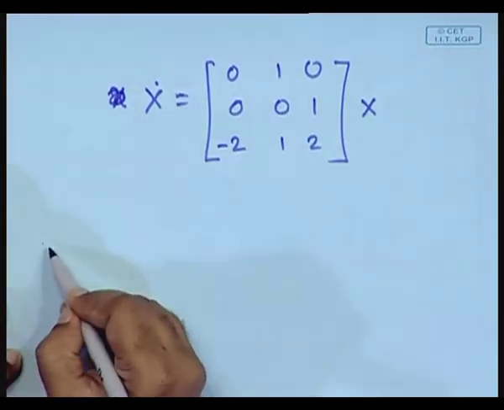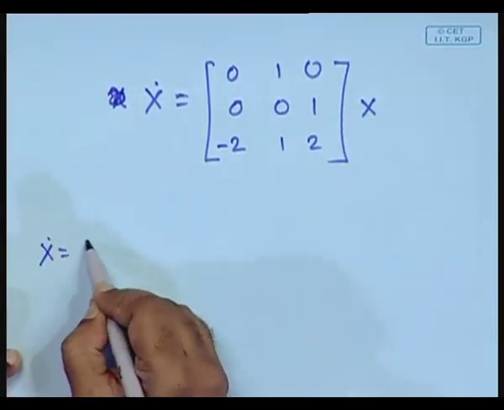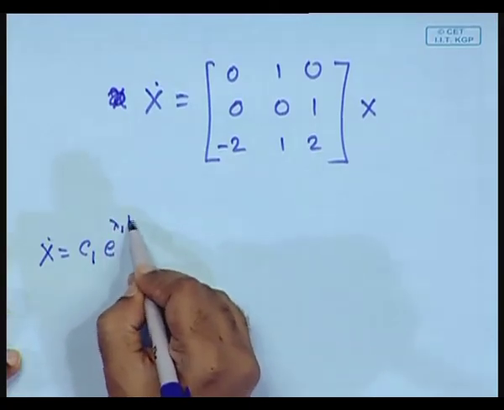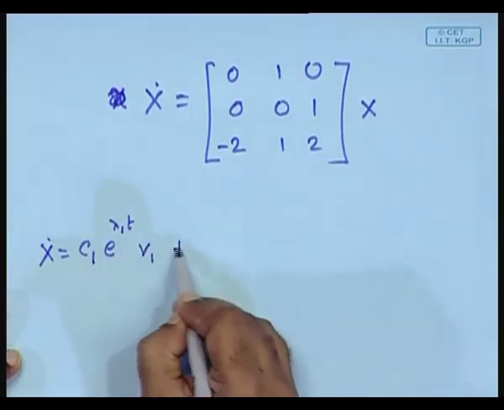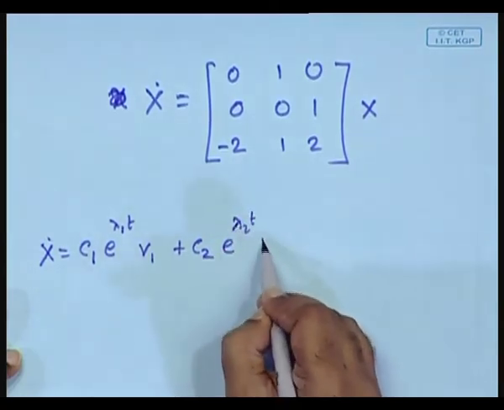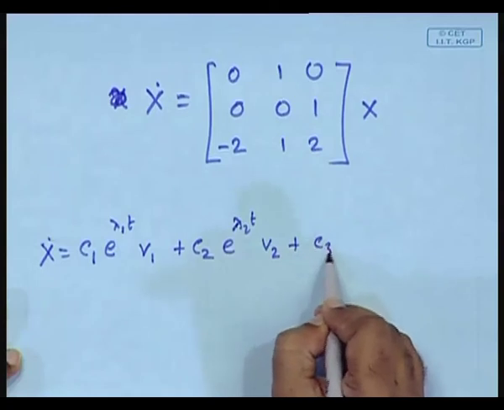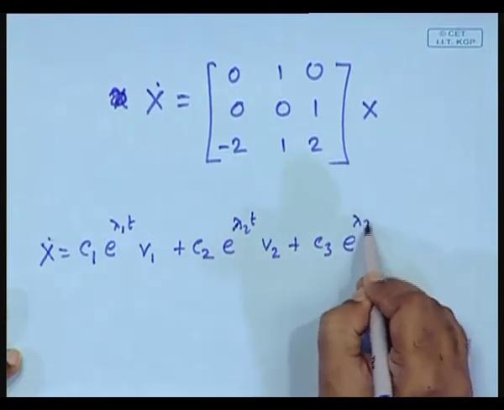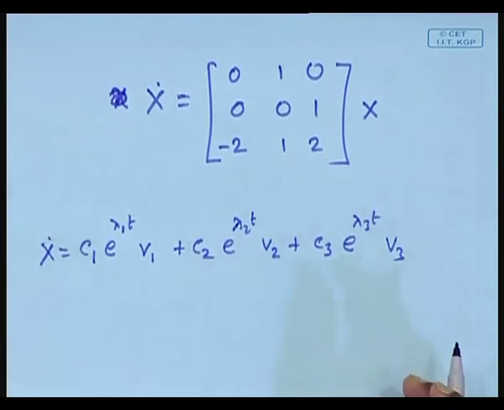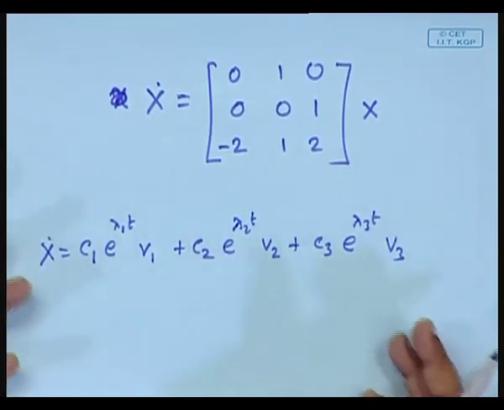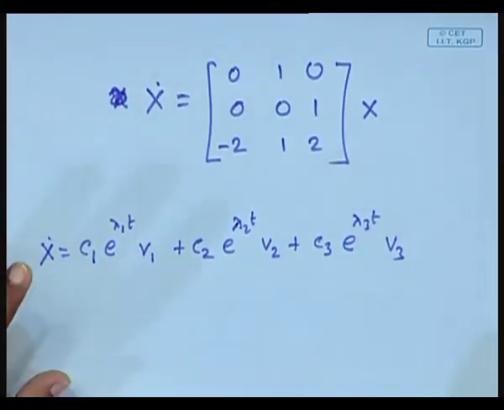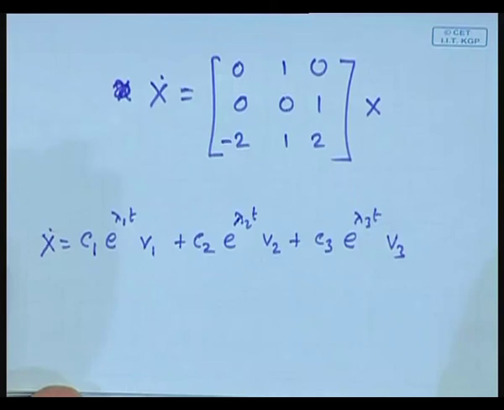X is equal to C1 e to the power lambda 1 t times V1 plus C2 e to the power lambda 2 t times V2 plus C3 e to the power lambda 3 t times V3, that is it. Pretty trivial actually, no complication. So, just do this before coming to the next class, fine.